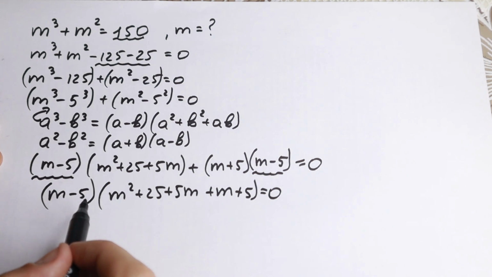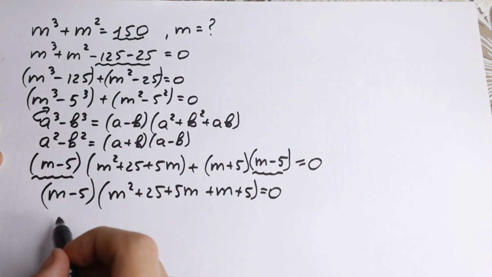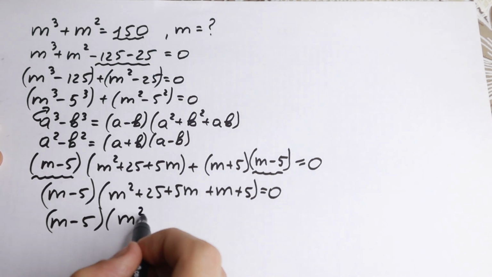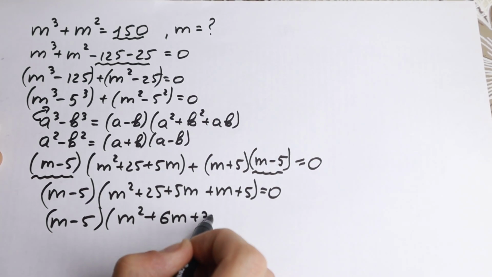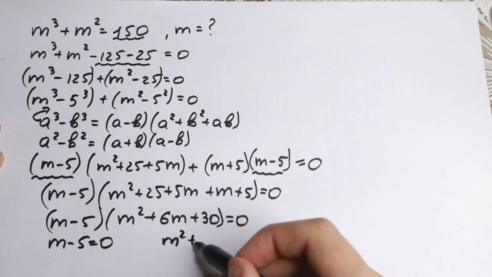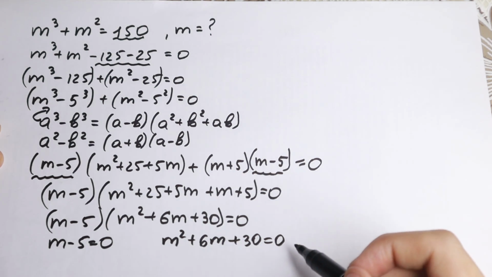We can easily solve it now because we have a product equal to 0. But one more step, we need to simplify these parentheses. So as a result, m minus 5, and in parentheses, firstly m squared, then plus 6m, and plus 30 equal to 0. Okay, we have this product equal to 0. Then either m minus 5 equal to 0, or this parentheses m squared plus 6m plus 30 equal to 0. So we need to solve it. Let's solve it.